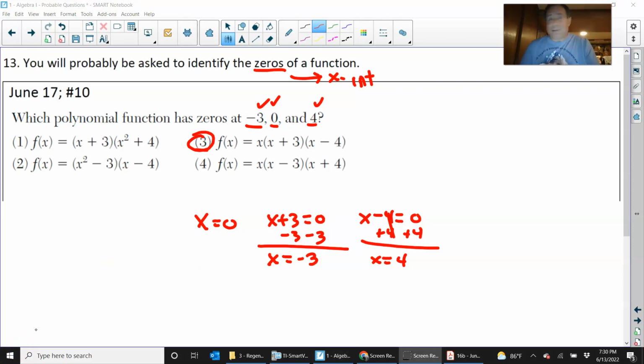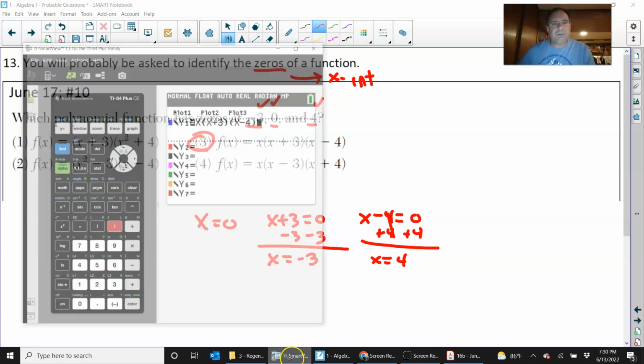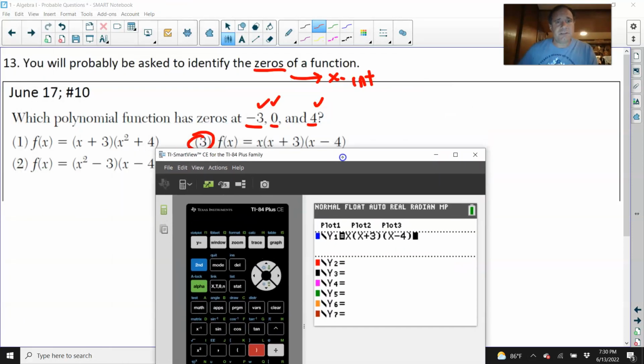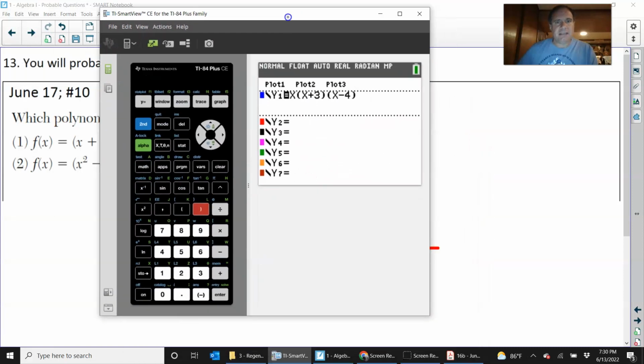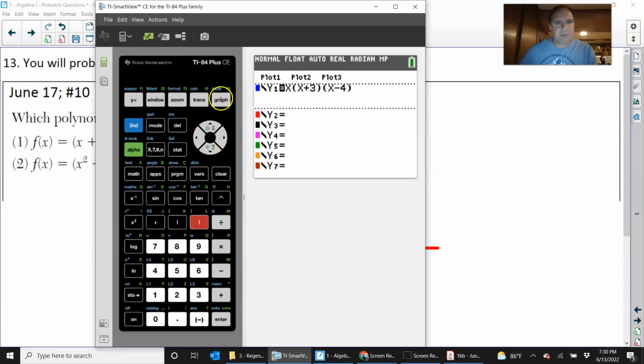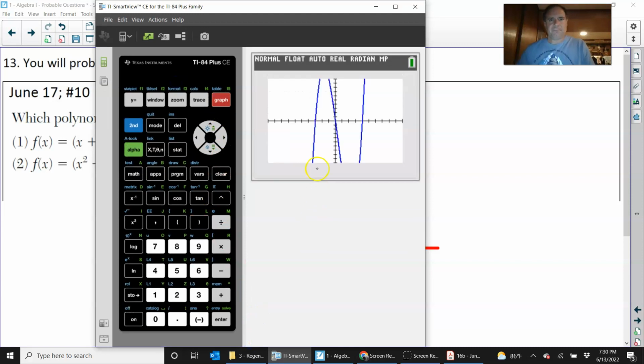But if you don't know what to do, always go back to the calculator. The calculator will tell you where it crosses. I already put this in. This is choice 3. See that? I put that into the calculator. Once I put that into the calculator, I'm going to press graph. This is negative 3.